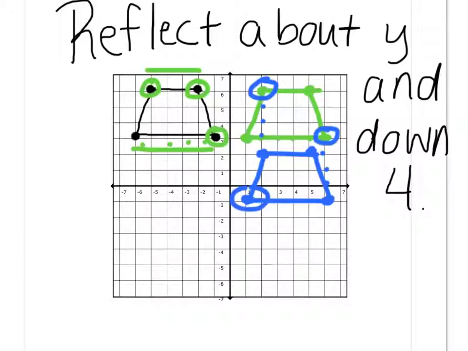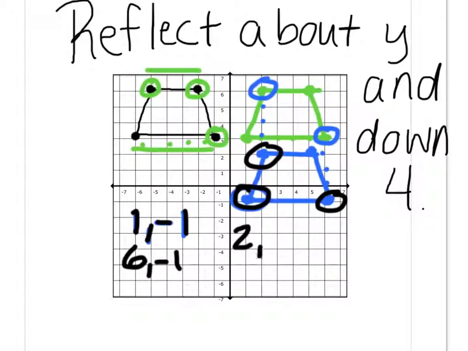Starting with this one, that's 1, -1. It's supposed to be black. There we go. 1, -1. This one is 6, I believe. 6, -1. This one is 2, 2, and this one is 5, 2.